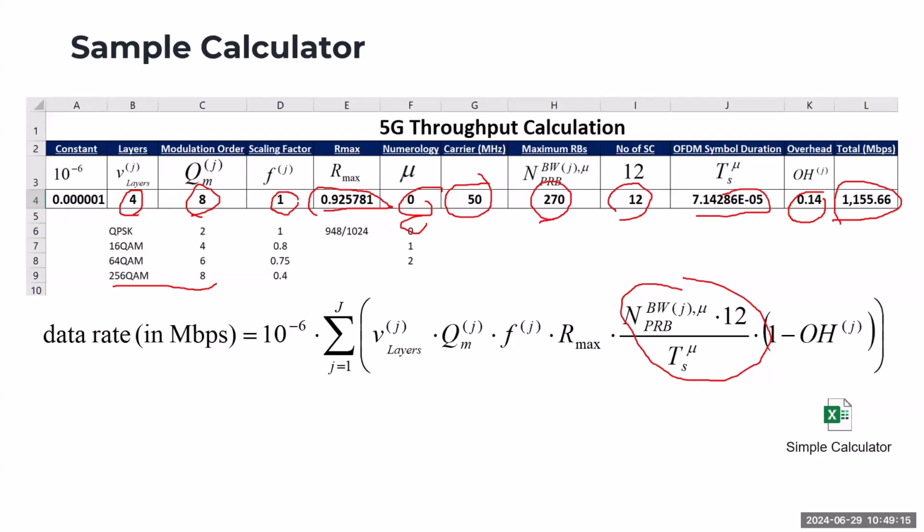So meaning using a 50 megahertz bandwidth, you can achieve a total of 1.1 gigabit per second. Theoretically. Okay. Ayun, theoretical lang pala yan, sir.